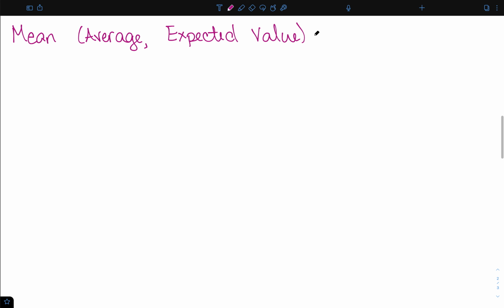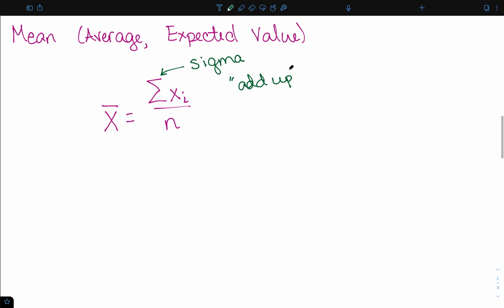First, let's look at the mean, also known as the average or the expected value. We denote the mean by the symbol x bar, so this is x with a line over it, written as x bar. The actual mathematical formula looks like this. The top of this fraction says add up all of the data values, and the bottom says divide by n. This symbol here is the capital letter sigma, and it just means to add up a bunch of things. So in this case, add up the data values. n is the number of observations, so we're going to divide by the number of things.